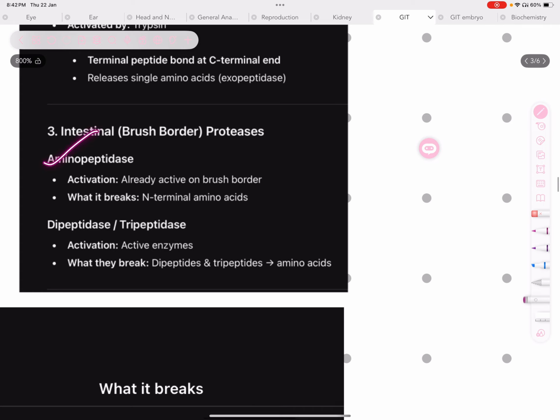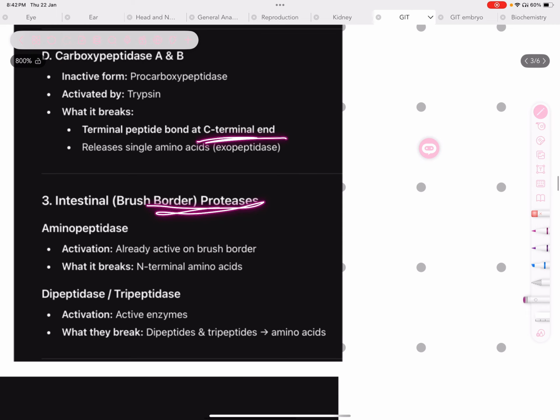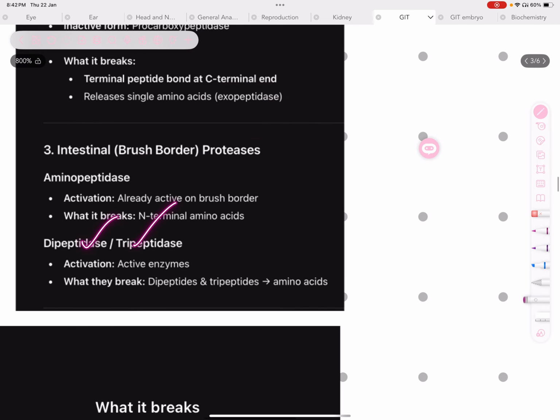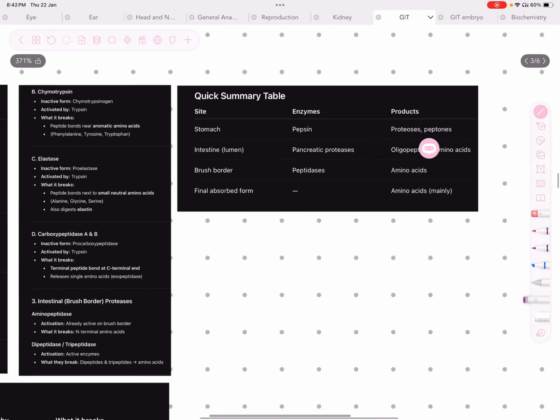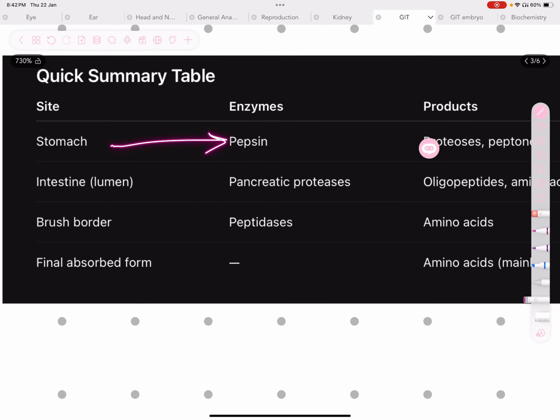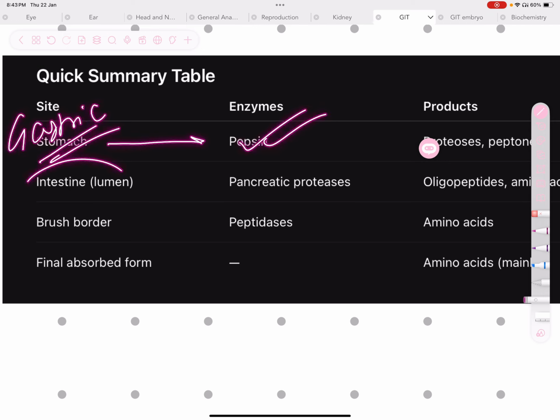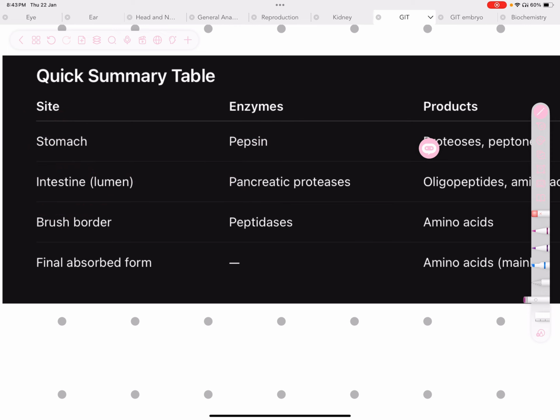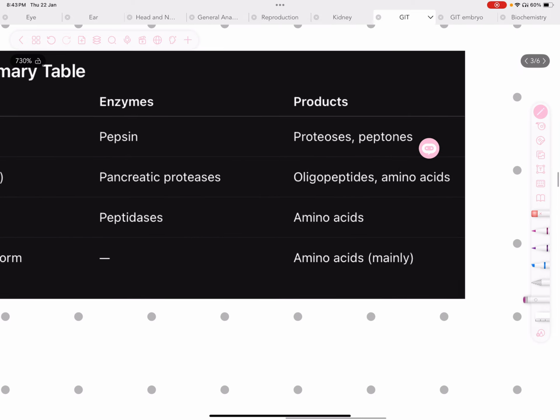Then you have aminopeptidase. This is already active, so it doesn't have any zymogen, and it breaks the N-terminal bonds. Carboxypeptidase breaks the C-terminal bonds. Then dipeptidase and tripeptidase are also active enzymes. This is a quick summary. In the stomach, the gastric proteolytic enzyme is pepsin. Then pancreatic proteases act in the intestinal lumen. Then you have brush border peptidases, and these are the products. Pepsin makes proteoses and peptones. Pancreatic proteases make oligopeptides and amino acids.